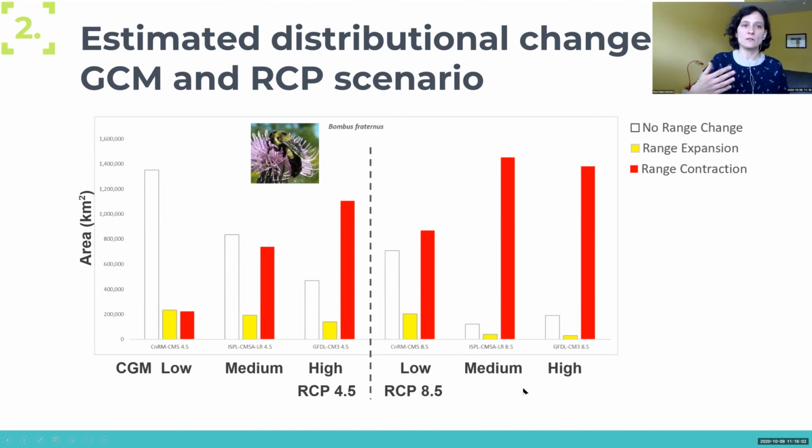So basically, this species is projected to experience higher range contraction under the higher emission scenario, and based on all three global circulation models. So I will show you graphs that illustrate these differences between global circulation models, low, medium, high, and emission scenarios, 4.5 moderate and 8.5, which is the high emission scenario.